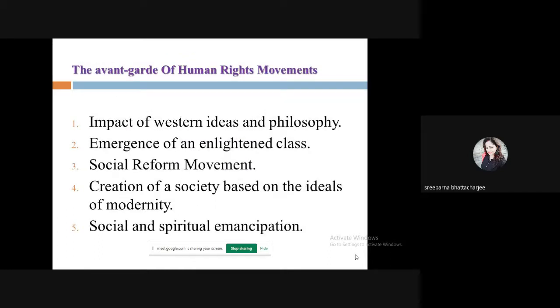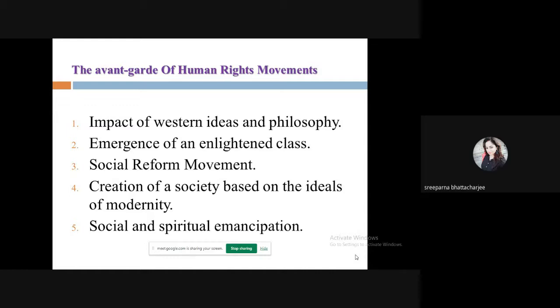The next slide is about the avant-garde of the human rights movement. So what is this avant-garde? Avant-garde refers to the beginning or initiation. How did all this start in India? We know that there was social segregation in India. There was prevalent gender inequality, and so many other kinds of stigmas were in existence.